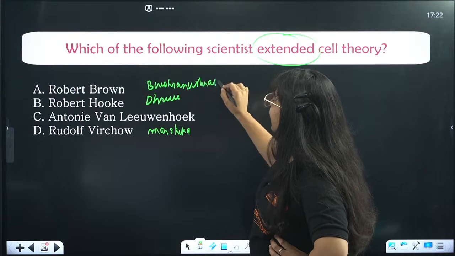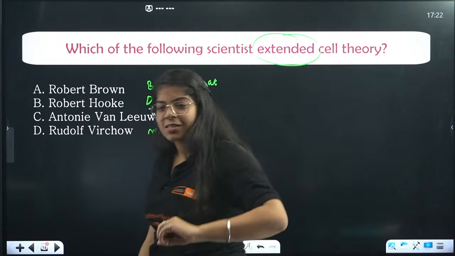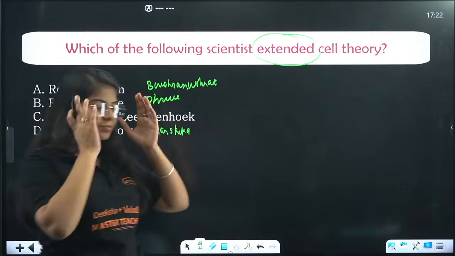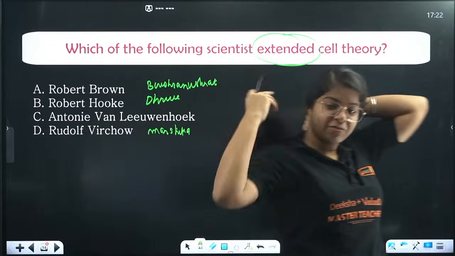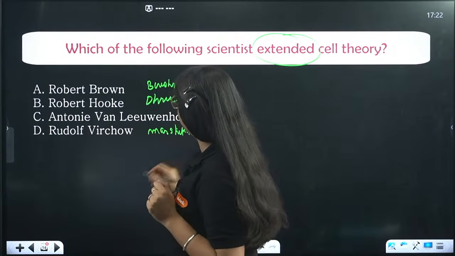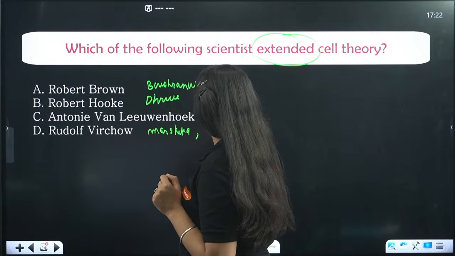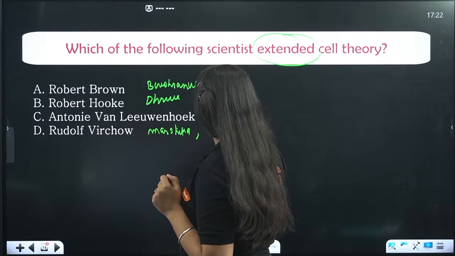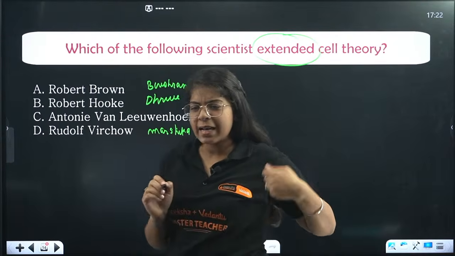Okay, which is the correct answer? You guys gave three answers. Robert Brown. Okay, you have to tell me the right answer. Joseph is saying Rudolf. Finally, we have two votes for Rudolf. Anyone else who wants to give their vote to anybody else?